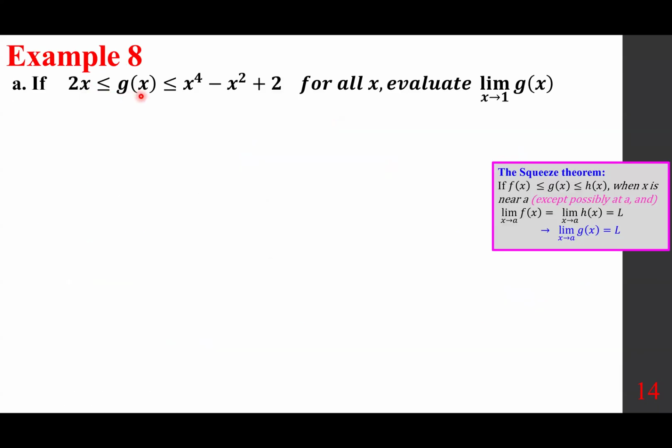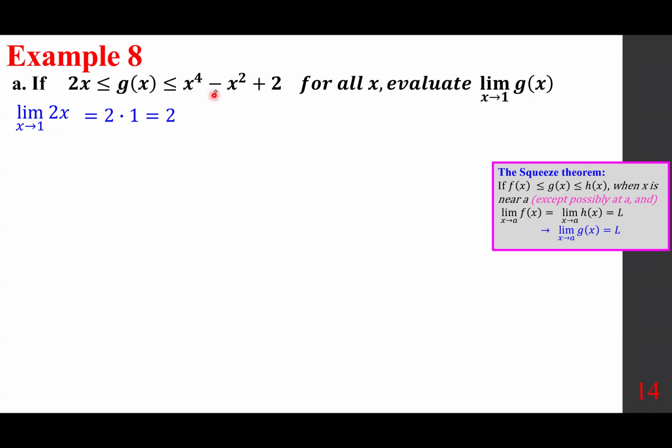If 2x is less than or equal to g of x less than or equal to x to the power of 4 minus x squared plus 2, for all x, evaluate the limit of g of x as x approaches 1. We are going to use the squeeze theorem. That means we're going to look at the left side, 2x, and find the limit as x approaches 1. It's just 2 times 1 equals 2.